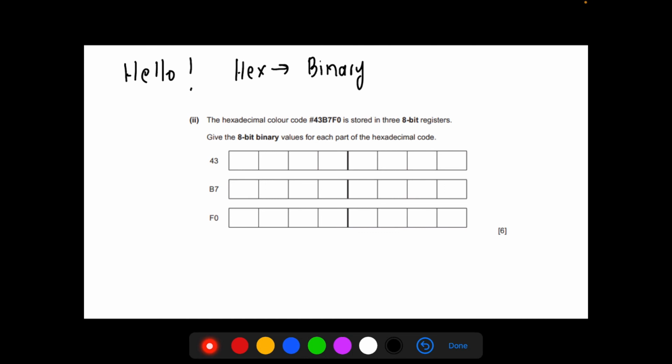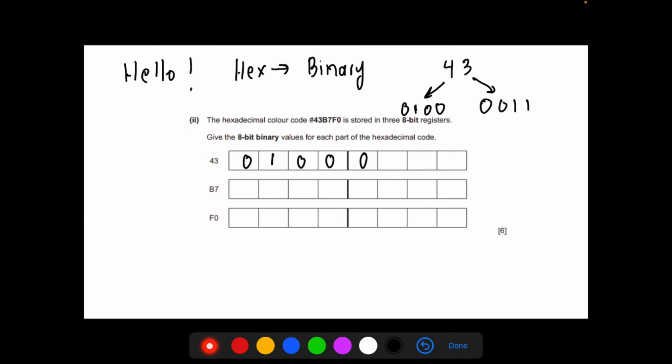For example, right here we've got the hex value 43. So we need to figure out what 3 is in binary and what 4 is in binary. That's going to be 0, 0, 1, 1, and 0, 1, 0, 0. So our 8-bit value for this one is just going to be this.